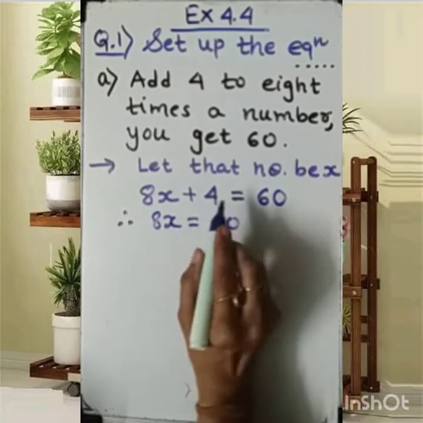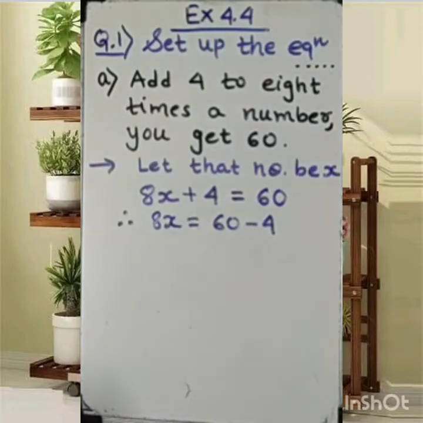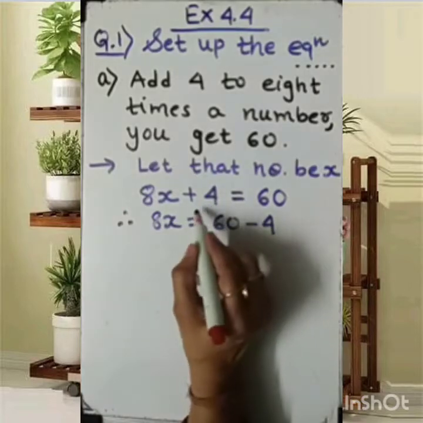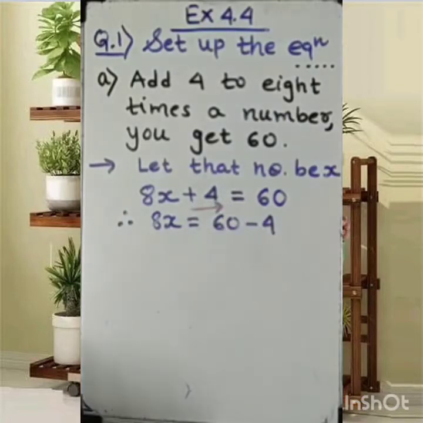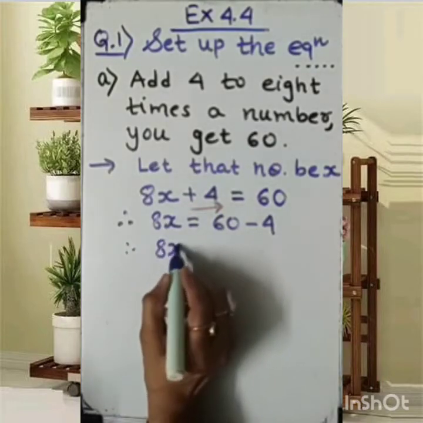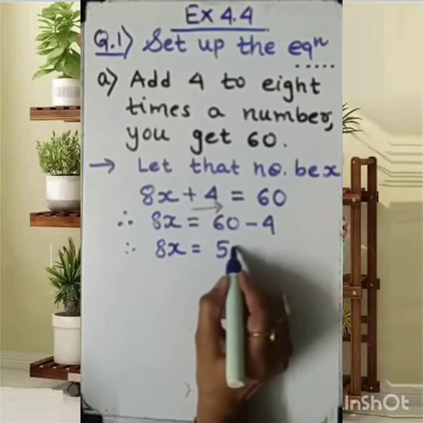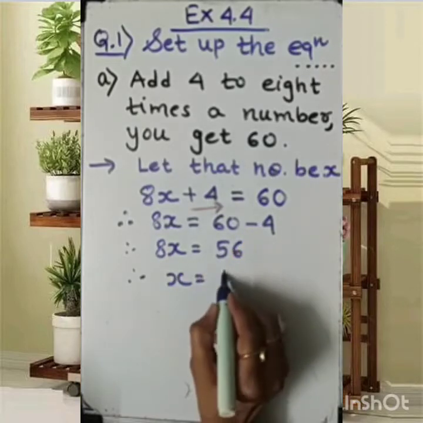Now this 4 I am shifting to the right side, so it is becoming minus 4. This you know very well. This 4 I am transposing to the right side, the sign will be changed. This plus 4 will become minus 4. So my dear students, 60 minus 4 is 56. Therefore, 8x equal to 56.